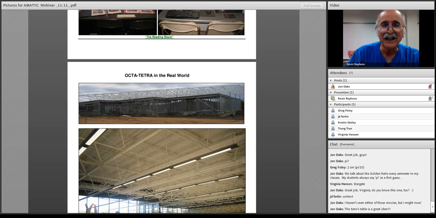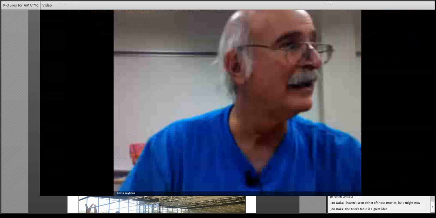This is a library, a branch of the San Antonio Public Library on the north side of San Antonio, under construction. The entire roof is OCTATETRA. And what do I need to show them? Here, it's right here. Okay, supersize me.